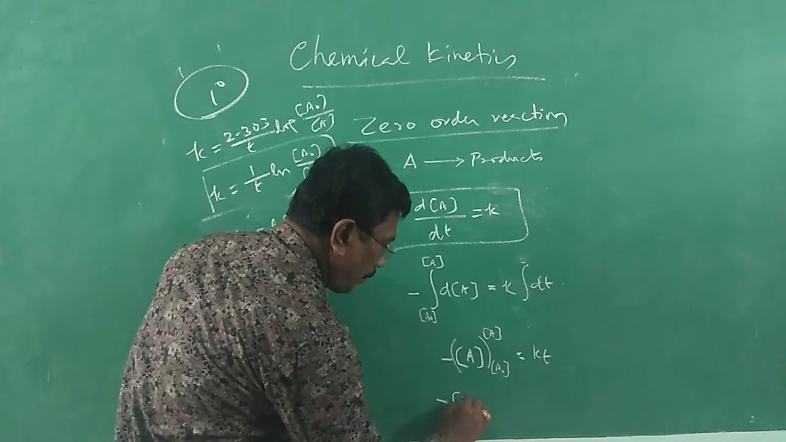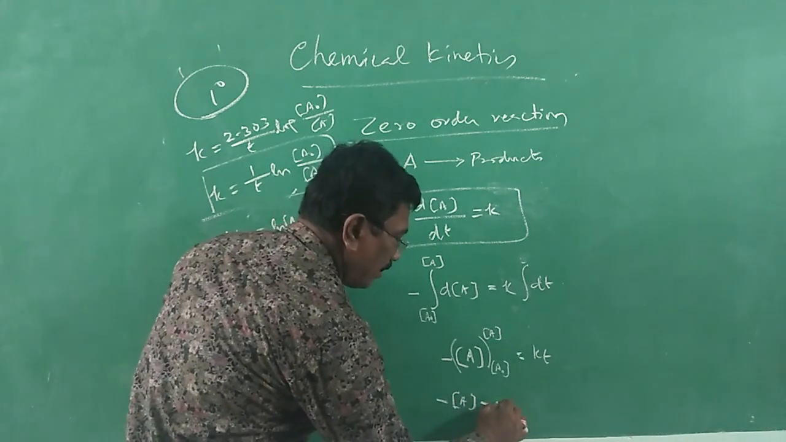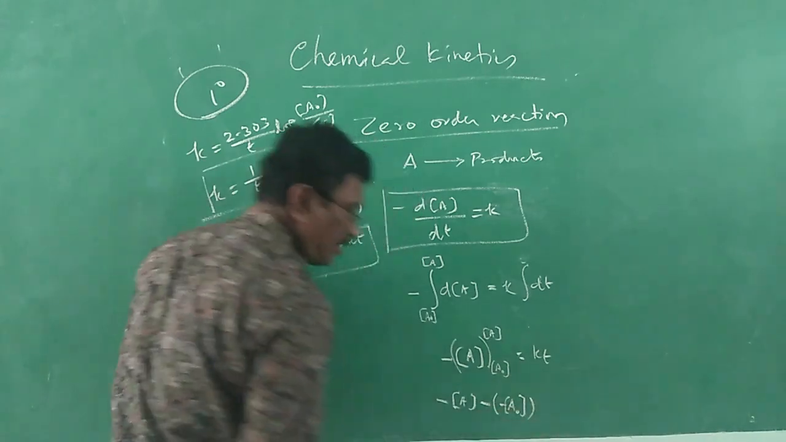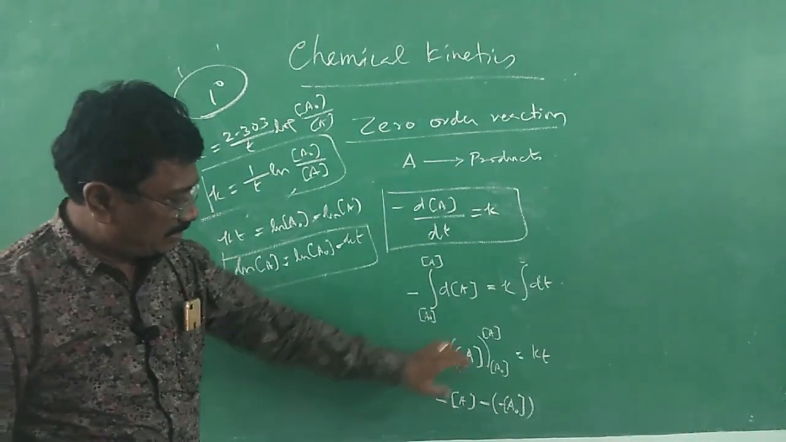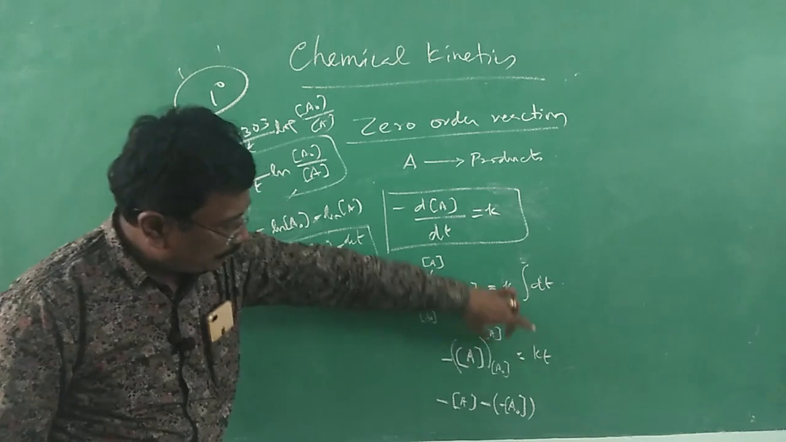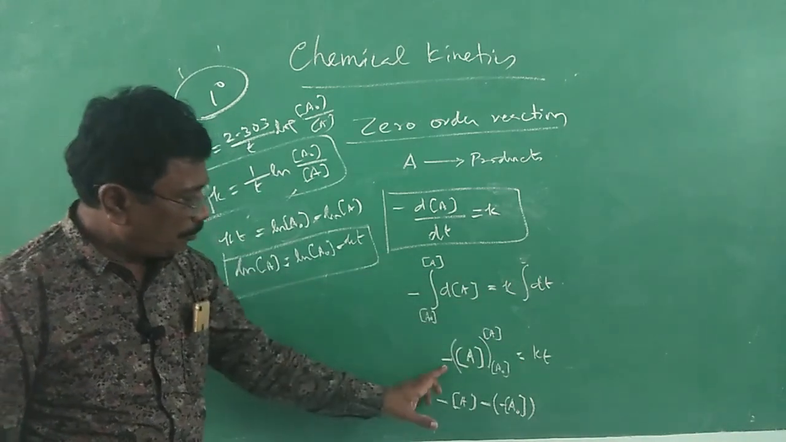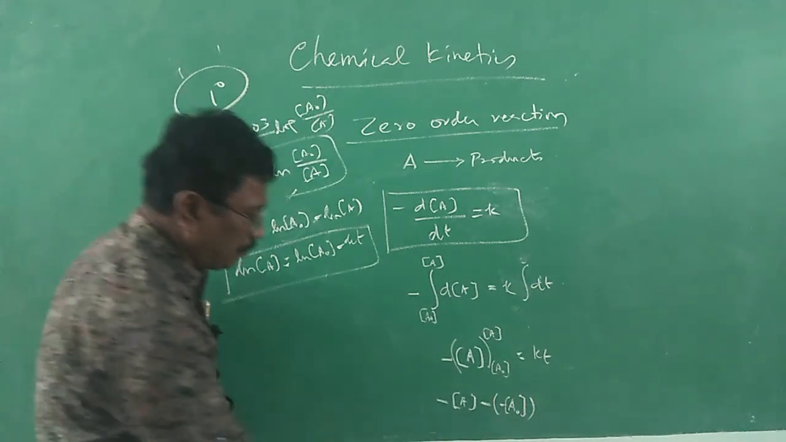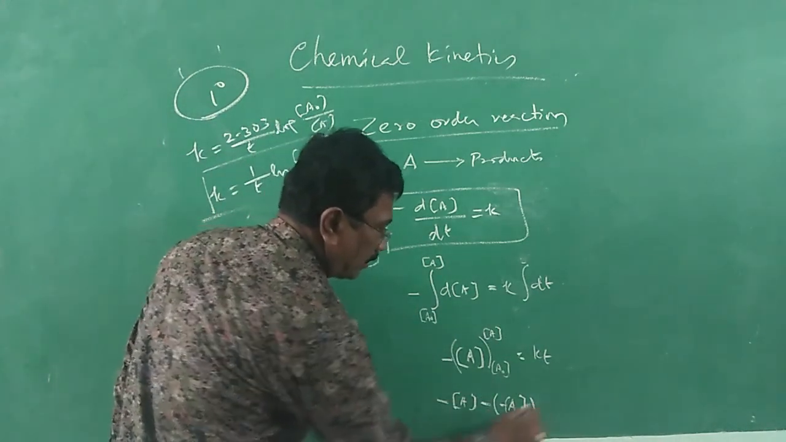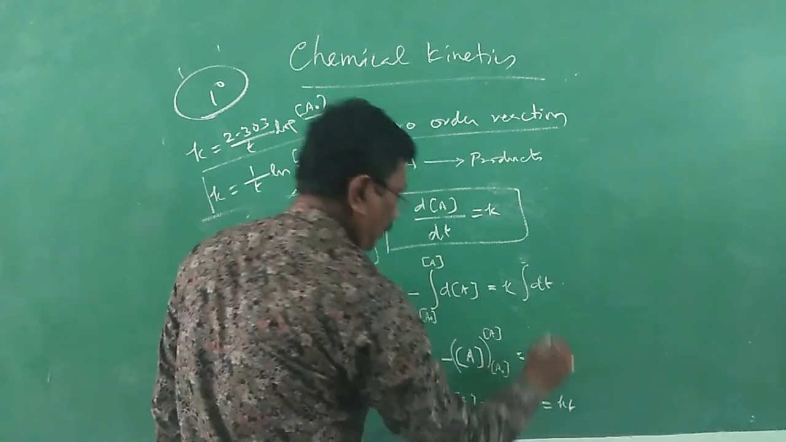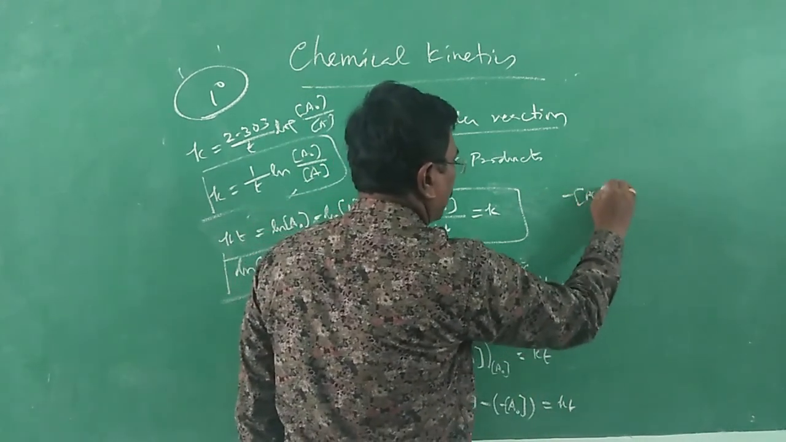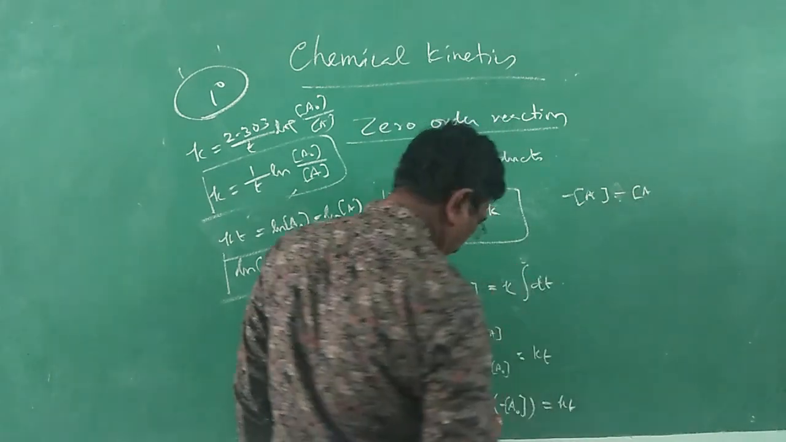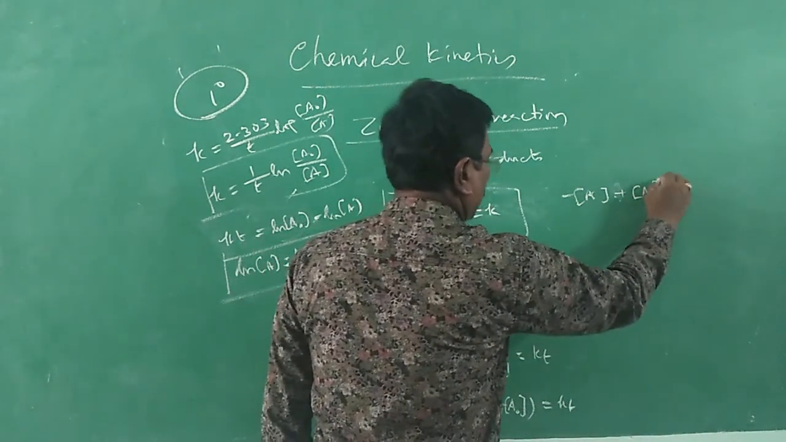Minus a minus of minus a. Am I correct? Minus of minus a, between a naught to a. Therefore, minus a minus of minus a naught. So it becomes minus a plus a naught. Minus a, that is the concentration at time t, minus a naught. Sorry, minus into minus plus a naught is equal to kt.